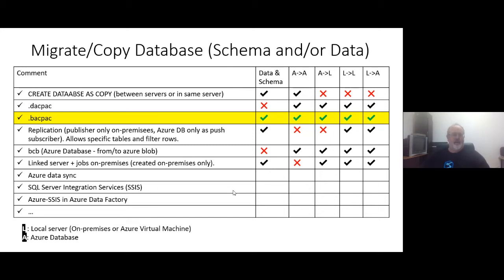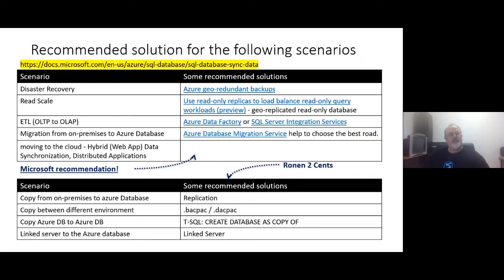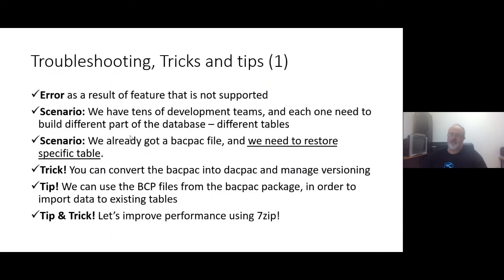In this slide, I show the information from the Microsoft document. Microsoft presents some recommendations for the best practice in different scenarios. In the bottom table, I added my 2 cents regarding some more scenarios and options which, for some reason, Microsoft did not mention, like replication, Bacpac, the new Transact SQL, and linked server.